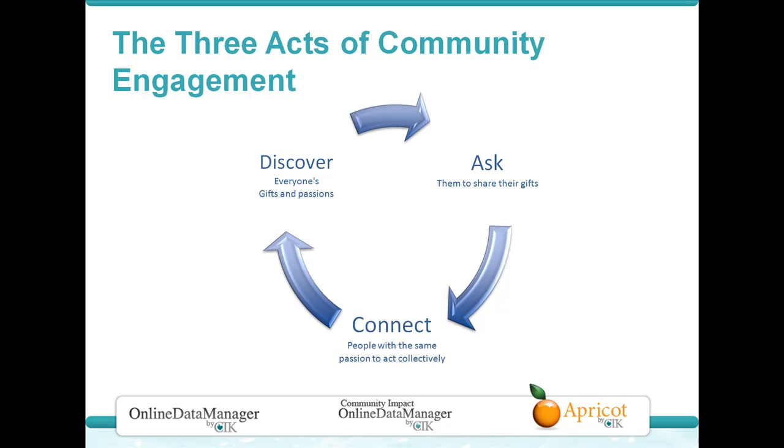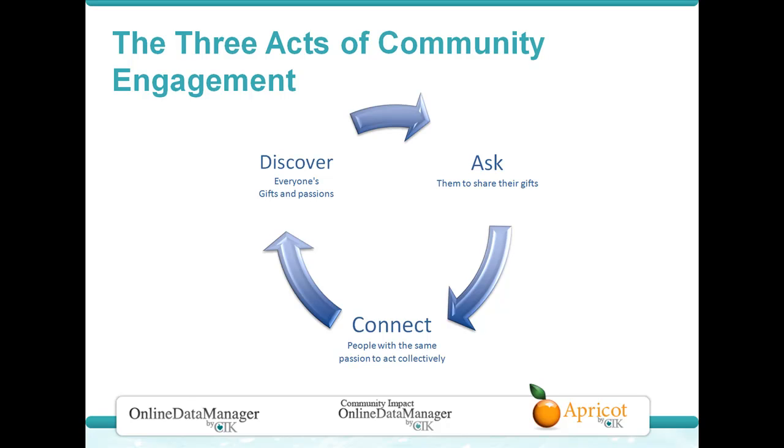The first one is we have to have a way of discovering everyone's gifts and passions. Once we've discovered those in a neighborhood, in a community, we then need to be very purposeful about asking them to share their gifts. Because people have gotten, I don't want to say lazy, but we've gotten sort of used to letting government do things, let agencies do things. So we have to become very purposeful about asking people to get involved and asking people to share their gifts.